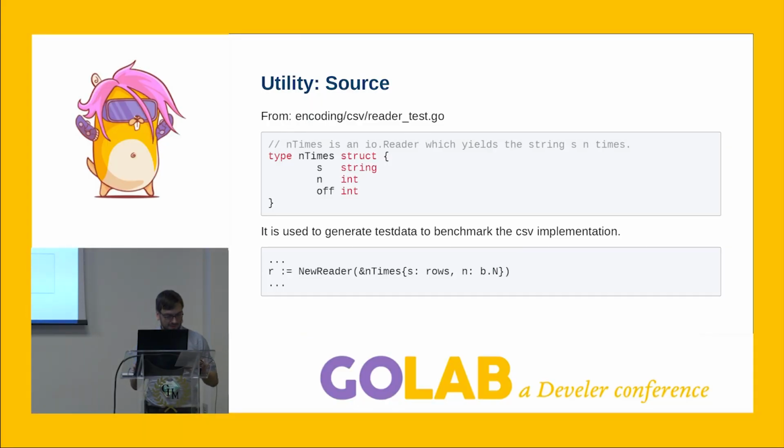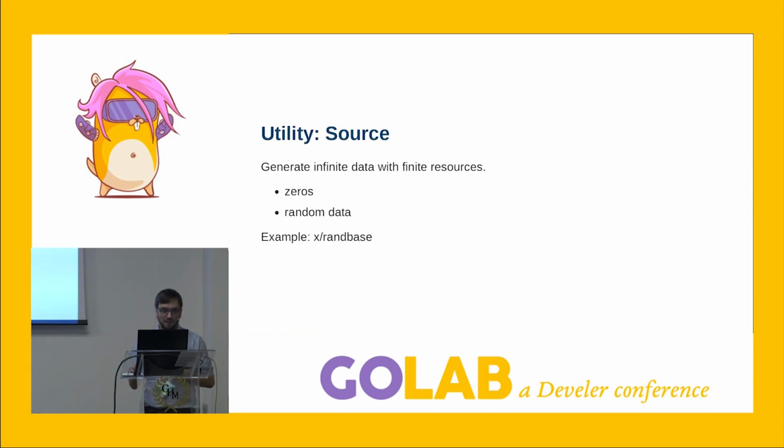There's an example in the CSV package in the standard library in reader test, which is nTimesReader. It just yields the string s n times, and it is used to generate test data to benchmark the CSV implementation. So instead of writing fixtures and files that have a certain size, you are just generating these file-like things or these streams that the test can use to benchmark the parsing. You can generate infinite data. We already saw the zeros.